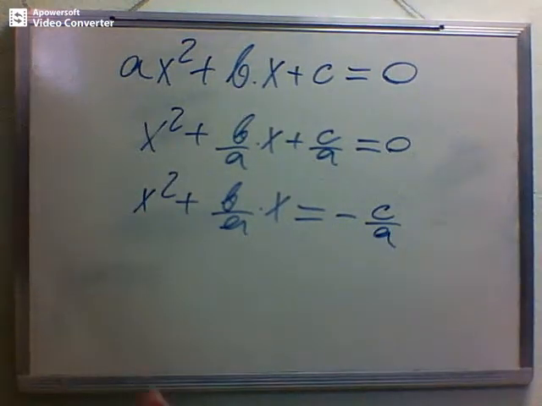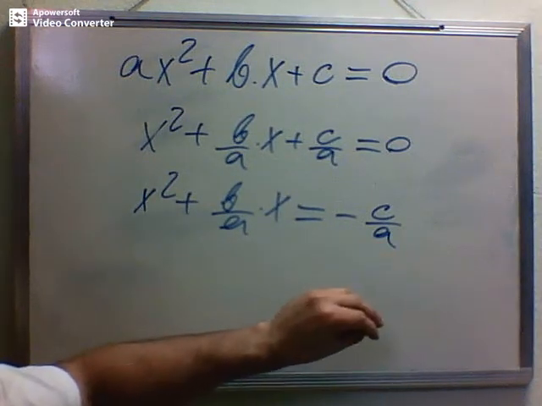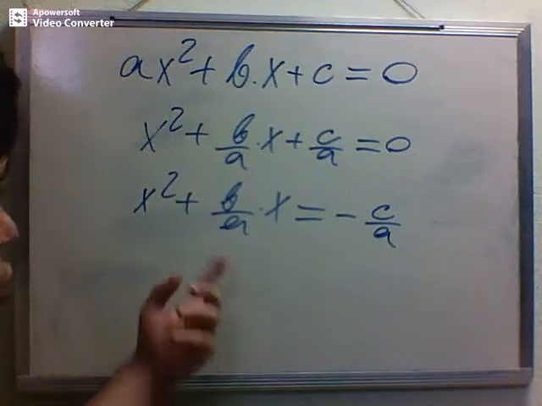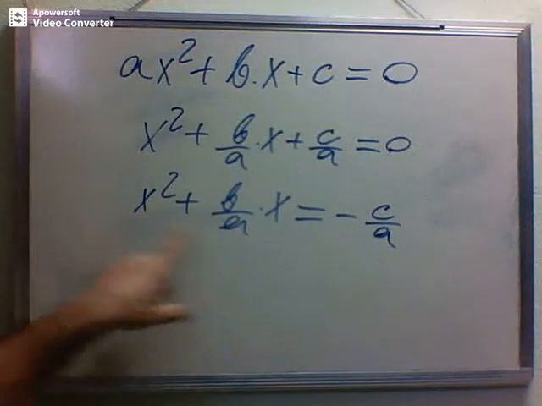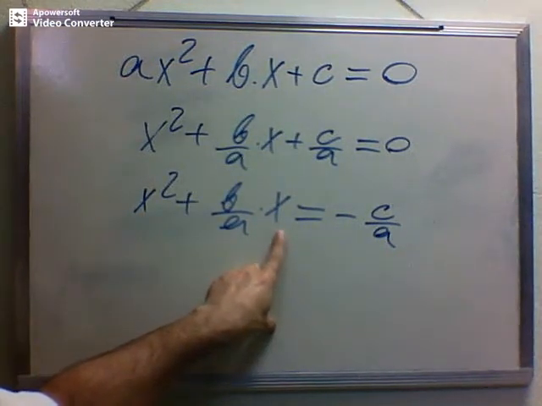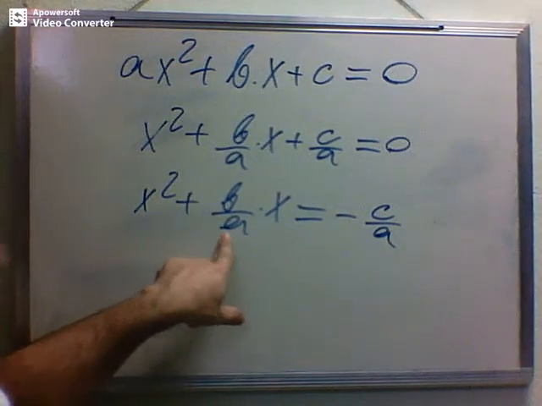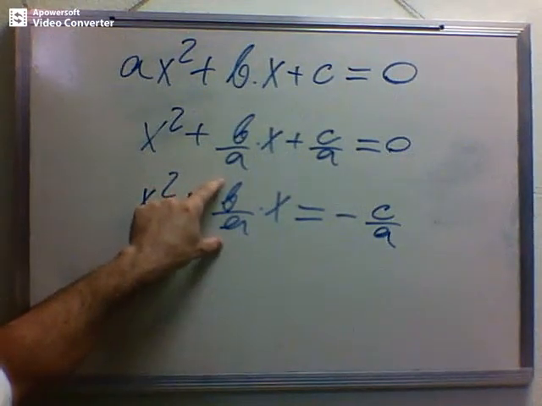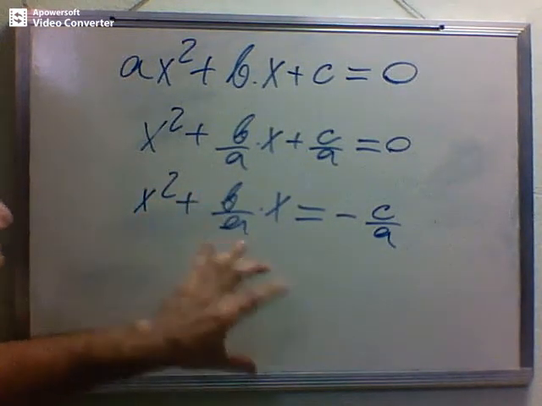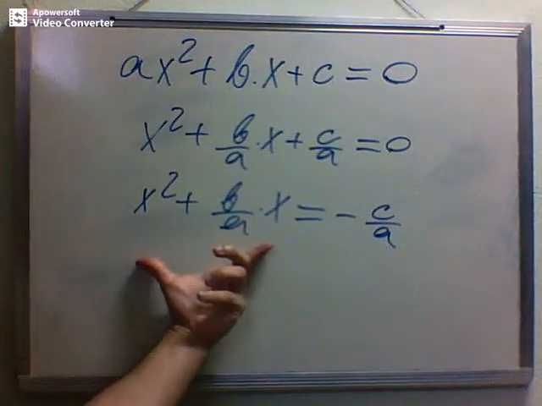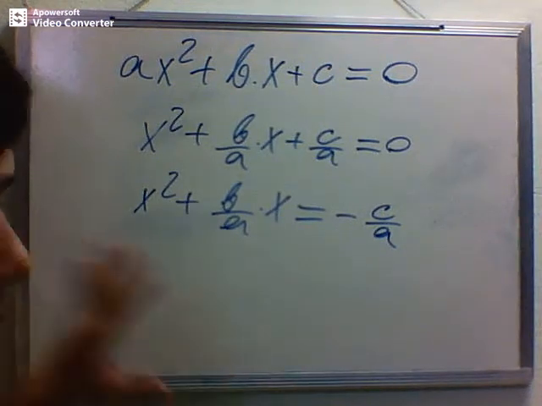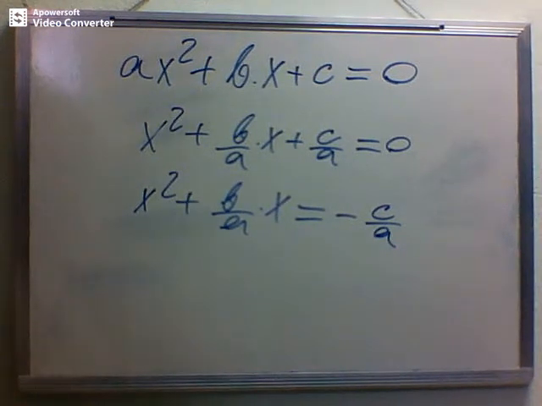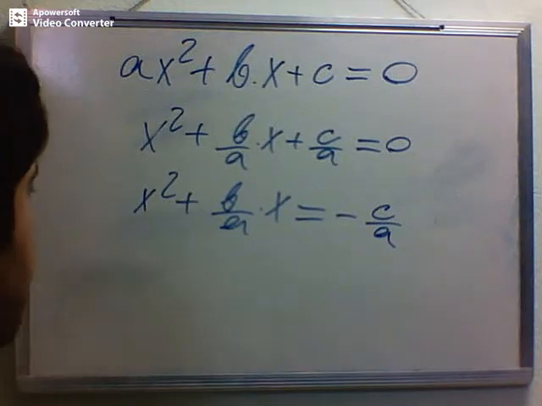Now that we've arrived at this configuration, this format, what we want to do is to understand that we have x squared here and we have x here. We need a number that can be related to this number here to complete the square at this side of the equation. How are we going to do that? Trust me, and you are going to understand what I'm talking about.